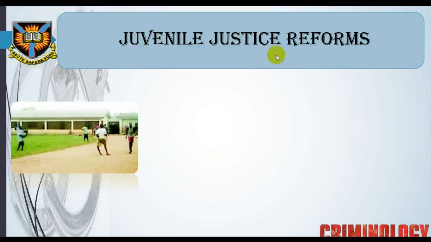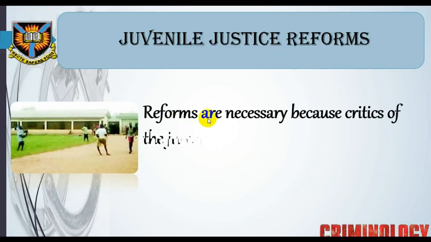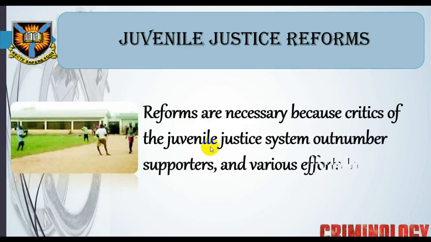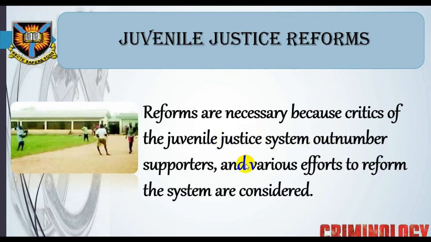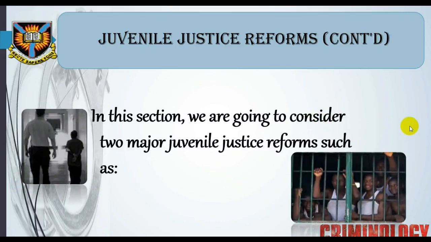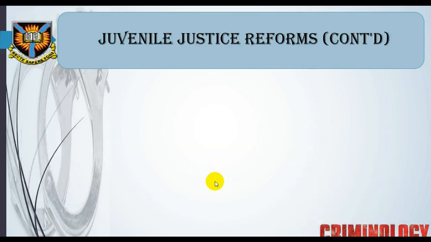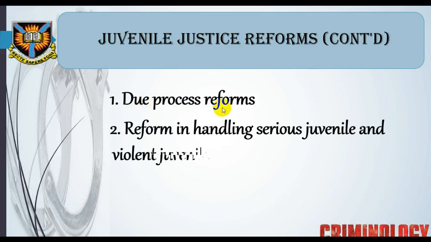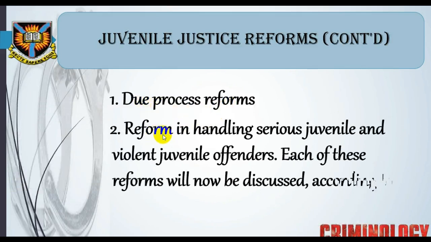Juvenile justice reforms. Reforms are necessary because critics of the juvenile justice system outnumber supporters, and various efforts to reform the system are considered. In this section, we are going to consider two major juvenile justice reforms: 1. Due process reforms. 2. Reform in handling serious and violent juvenile offenders. Each of these reforms will now be discussed according to Barlow, 2000.